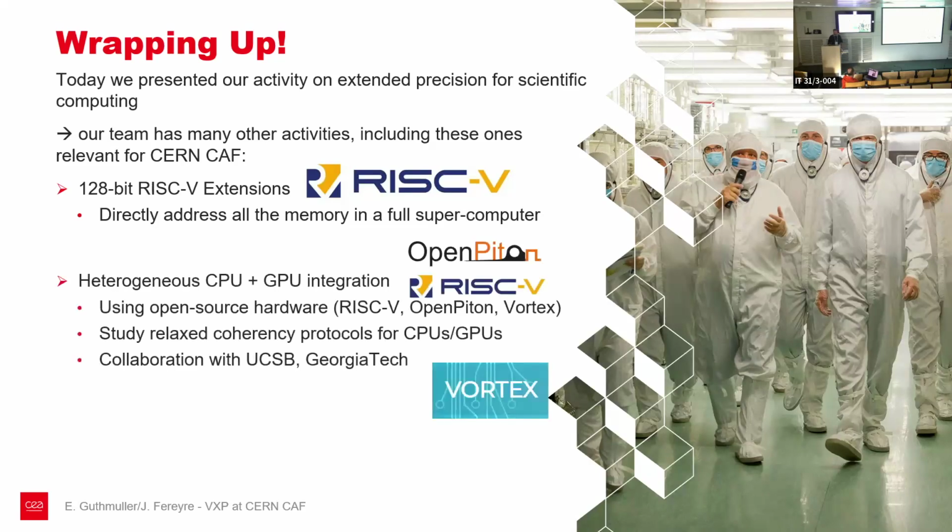And we are also working on heterogeneous integration with GPUs. So we are working here using the open source Vortex GPGPU, also Risc-V based, and some open source coherence protocol, Open Piton. This is work we are doing in collaboration with UCSB and Georgia Tech. And to conclude, we are open to collaboration, so don't hesitate to contact us.